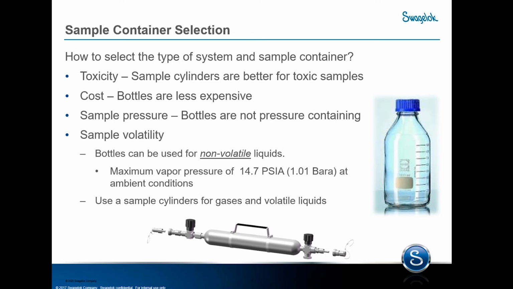One is that bottles are not pressure containing. That becomes critical when we have a volatile liquid sample. And a volatile liquid is one that wants to vaporize at atmospheric pressures and temperatures. So in order to keep it from vaporizing, you need to keep it under pressure, which is not possible with a bottle. So you must use a sample cylinder. But a bottle can be used for non-volatile liquids. And one way to understand if a liquid is volatile is to look at its vapor pressure. That vapor pressure is the amount of pressure required to keep that sample from vaporizing at a given temperature. And in order for the sample to be considered non-volatile, the vapor pressure must be at 14.7 psia, atmospheric pressure, or below.